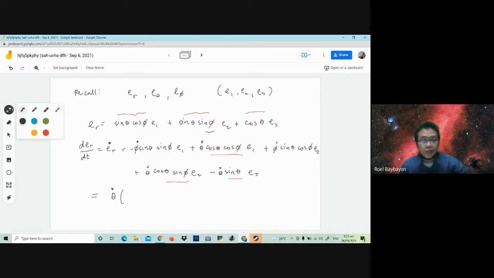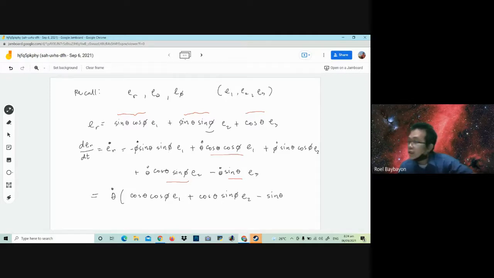If I factor out the theta, what I will get is this: cosine theta cosine phi E1, plus cosine theta sine phi E2, minus sine theta E3. Okay? And also, I will factor out this one.